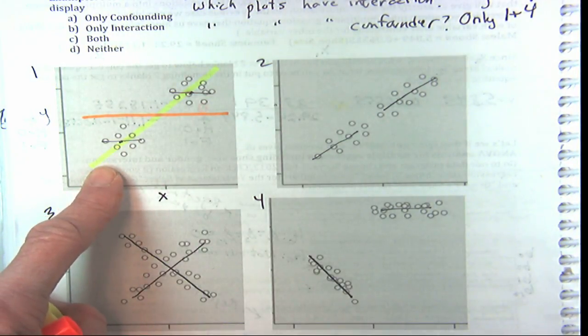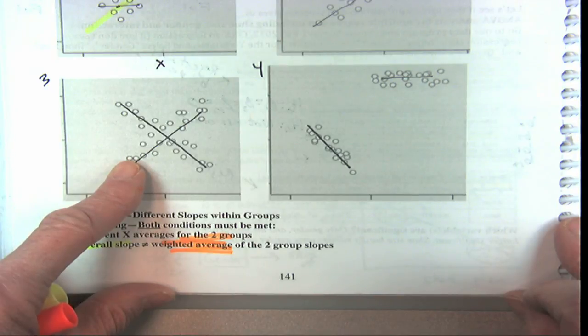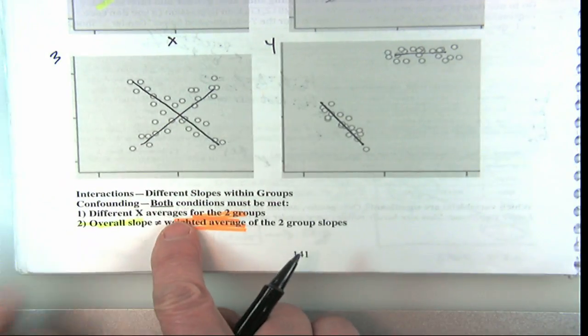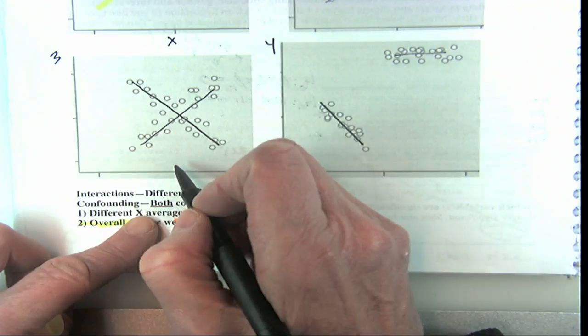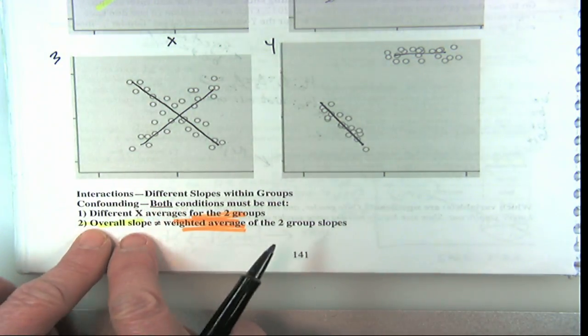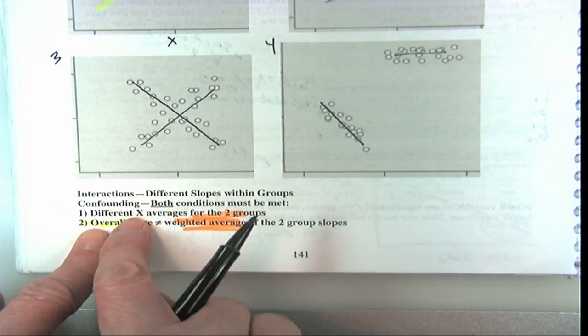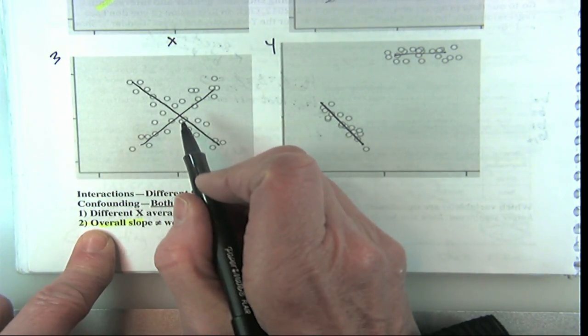Can you explain why number 3 wouldn't be a confounder? For the interaction, why this is an interaction? Or why it wouldn't be a confounder? Great. Well, first of all, it doesn't have different x averages for the two groups, so it couldn't be a confounder. But that really is a consequence of this one. When 2 is true, 1 always follows. I just wrote them there so you can get a visual. So you can right away know, but why is that?